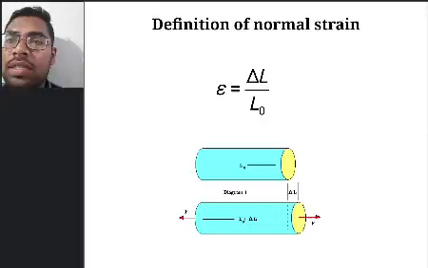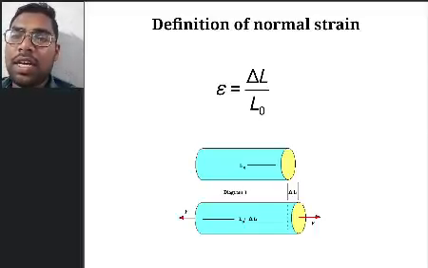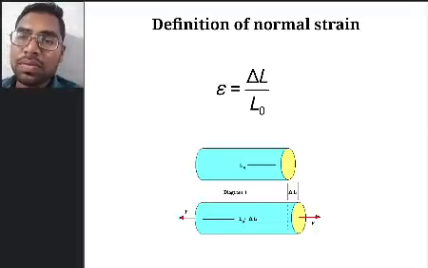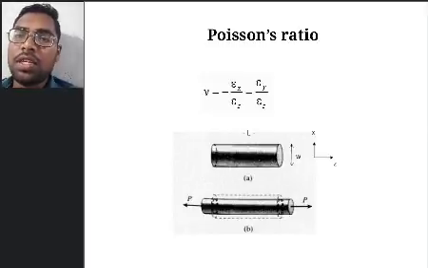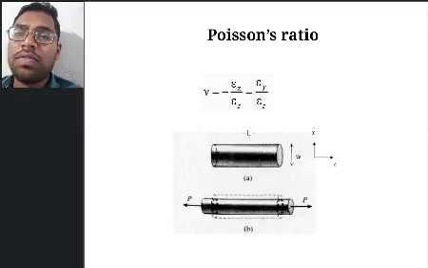Normal strain. Strain is nothing but change in the length after application of load, which is denoted by delta L by L. L means the original length and delta L is the change in length, that is final length minus original length after application of the load. Poisson's ratio gives the ratio of change in diameter to the change in length.